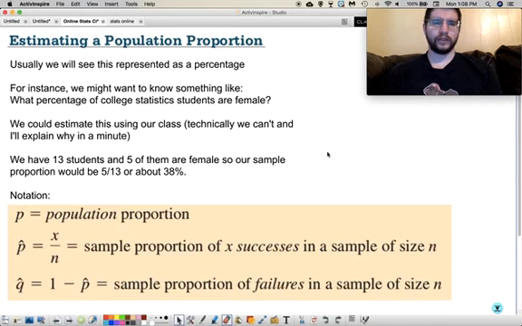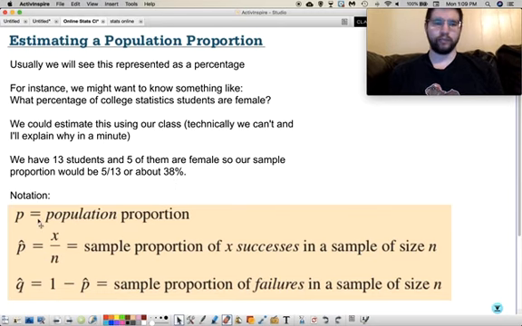All right, so first we usually estimate a population proportion. We see that proportion represented as a percentage. So, let's say, what percent of college students in statistics are female? Well, we could estimate it using our class. Really, we can't, and we'll look at why not in a minute. But if we did, we have 13 students, and 5 of them are female. So our sample proportion would be 5 out of 13, which is about 38%.